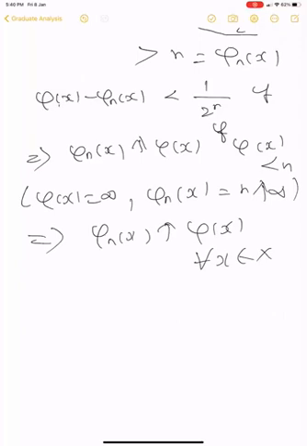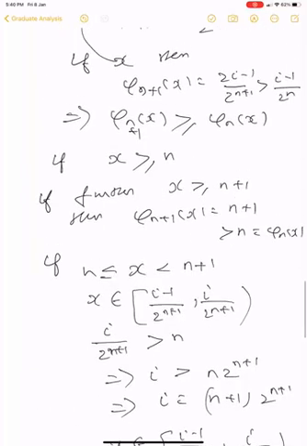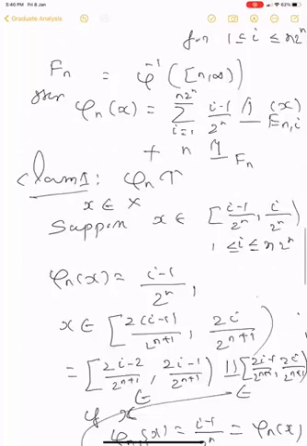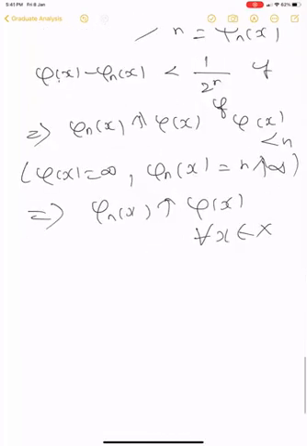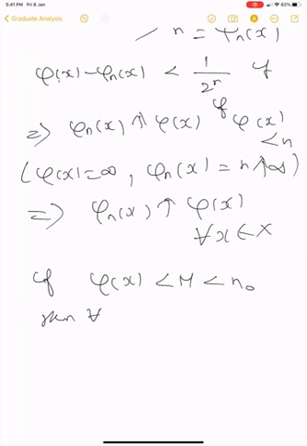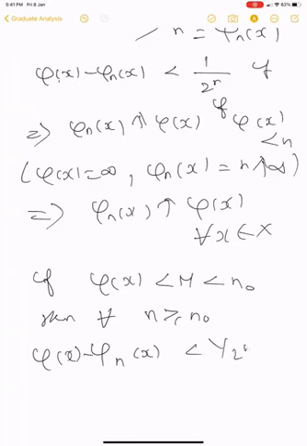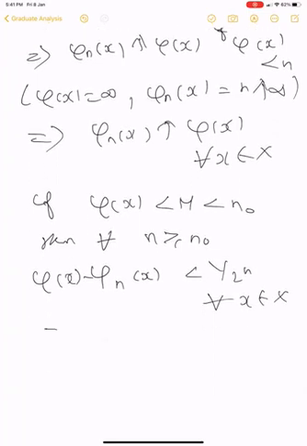Now we have to verify that it converges uniformly. The statement of the theorem is that it converges uniformly when it is bounded. So that is also clear. If phi of x is less than n, then there exists n, maybe called n naught, such that phi is less than n naught. Then for all n greater than or equal to n naught, phi of x minus phi n of x is less than 1 by 2 power n for all x. So after some time, this holds for all x. So this implies phi n of x increases to phi of x, or converges, whatever you want to say.